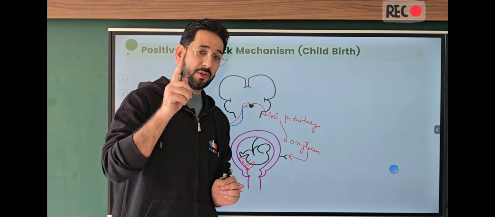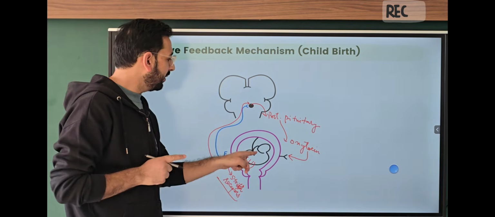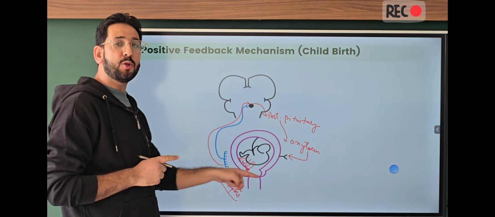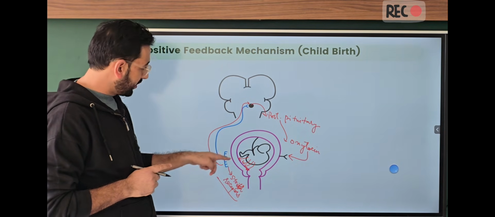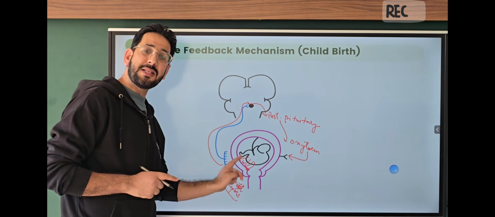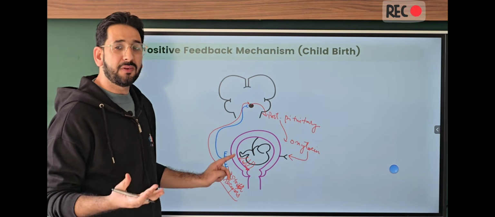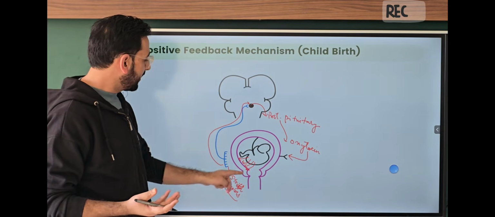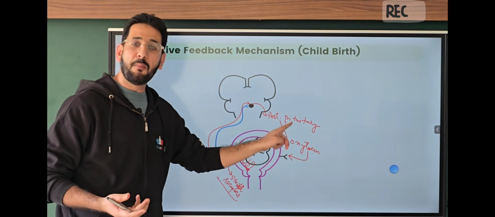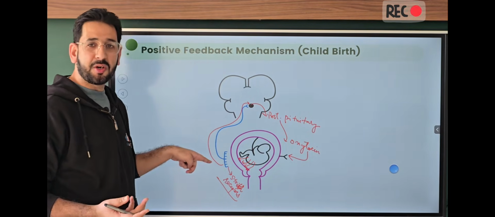Okay, now think about it. The change was contraction in the uterus, and because of that there was stretch on the uterus. And stretch on the uterus led to the activation of the stretch receptors. The information was taken to the hypothalamus, then to the posterior pituitary, more oxytocin, more contractions.